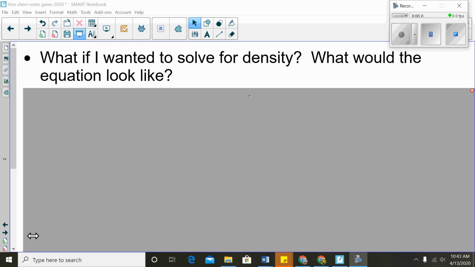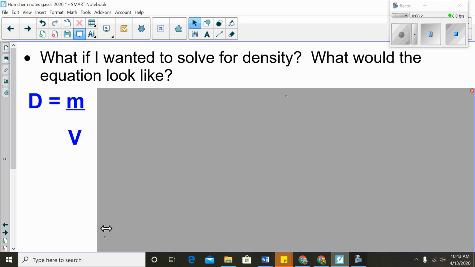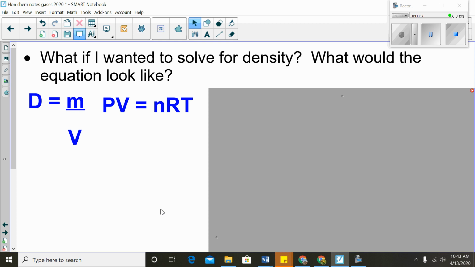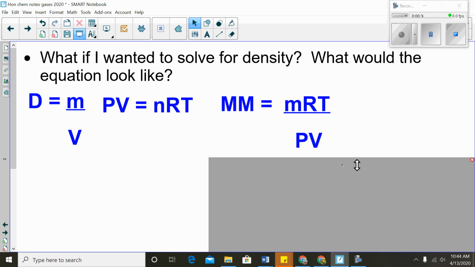Well, let's take a look at what we already know. We already know the equation for density is D equals M over V, mass over volume. We already know the ideal gas law is PV equals nRT. And from my last lesson, we now know that rearranging the ideal gas law can help us solve for molar mass, which is the capital M, capital M.